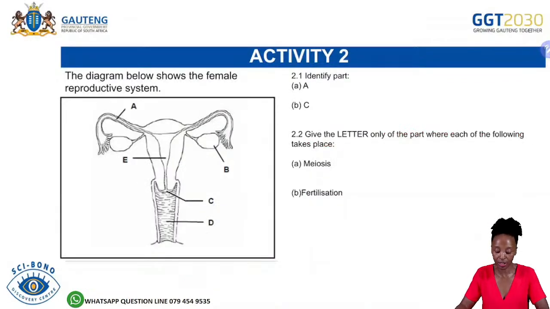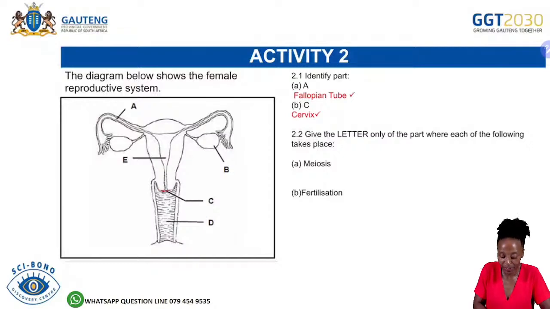Now the other question is on the female. Identify part A and C. Again here, simple diagram. We know that A is the fallopian tube, B ovaries, E is pointing at the uterus, C the cervix, and D is pointing at the vagina. So A and C, A is the fallopian tube, C is the vagina. We have fallopian tube there, we have the vagina, the cervix. Oh yeah, I was looking at the wrong label there. You see what happens if you're not paying attention. So C is pointing at the cervix, not D. I was looking at D.